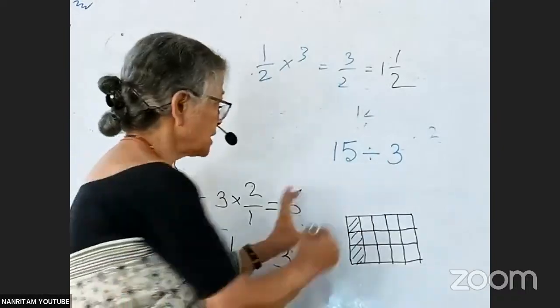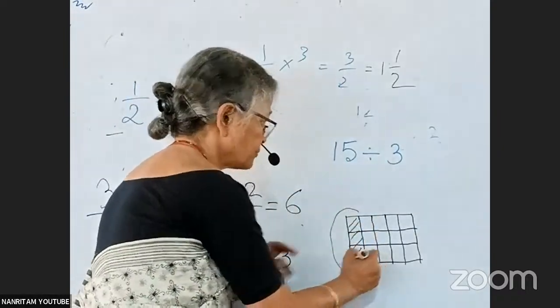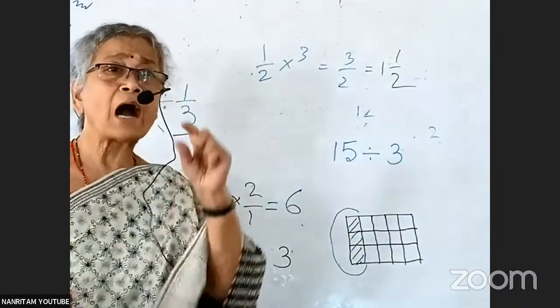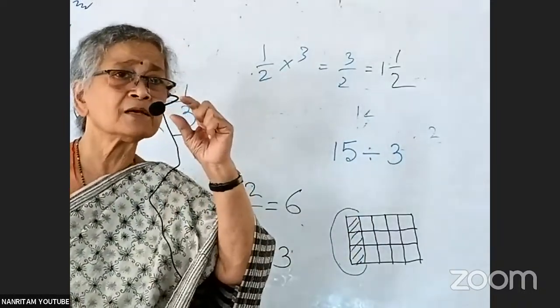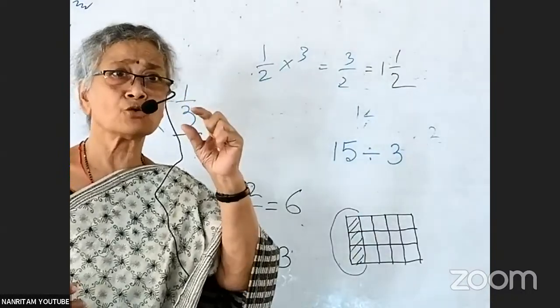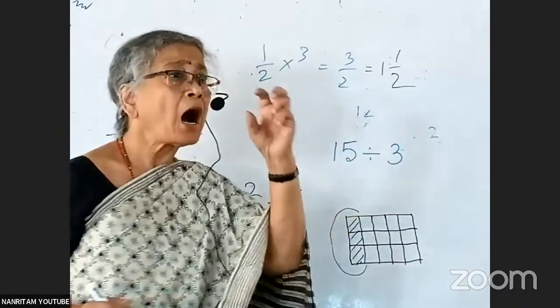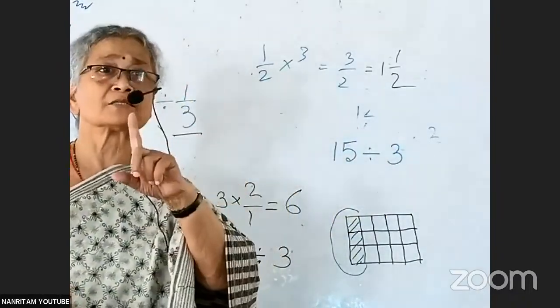You have divided this. Only this portion is left now. This portion is divided into 3. How much each one will get is the answer. Yes or no? 15 rupees you are dividing among 3. How much each one will get is the answer.